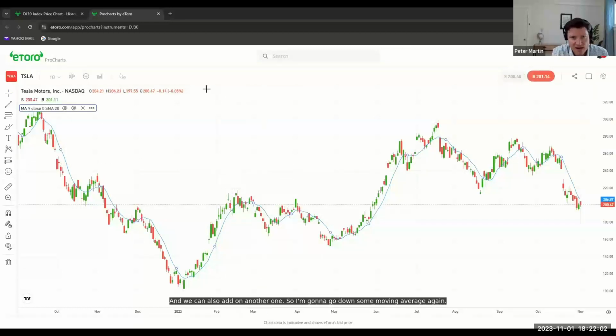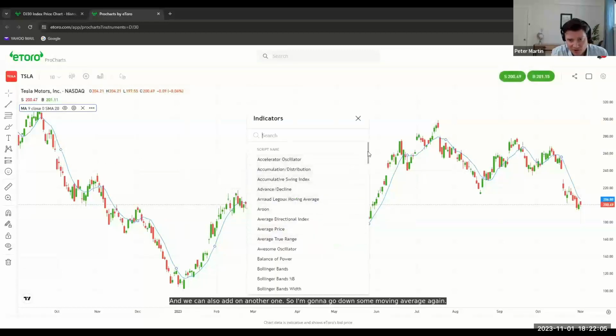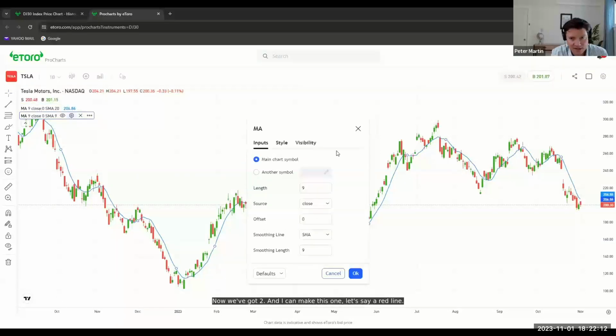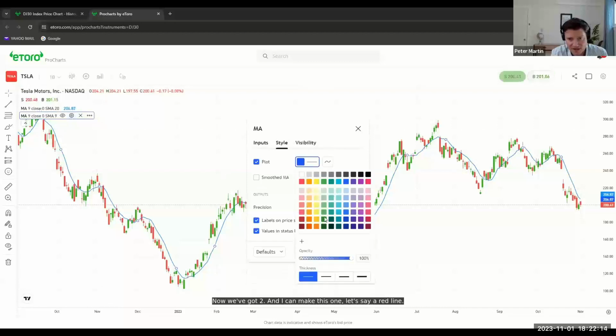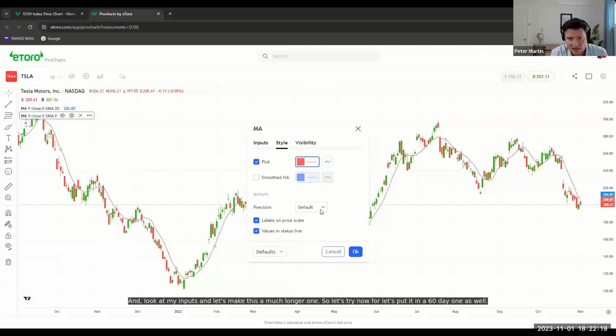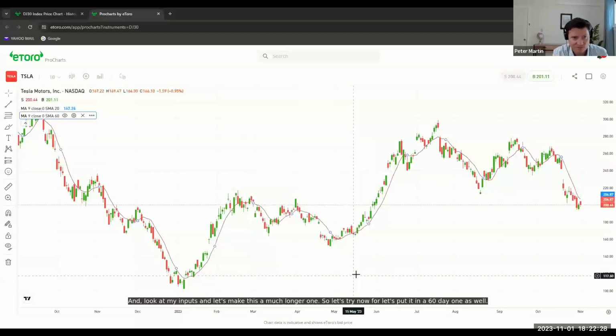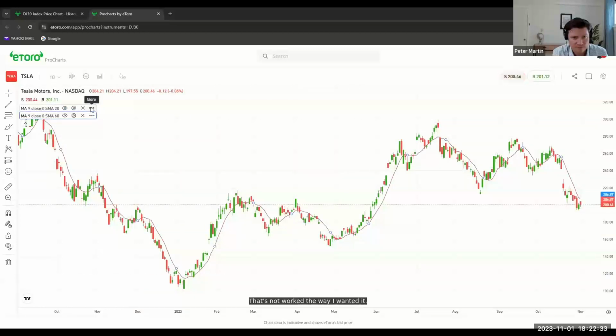And we can also add on another one. So I'm going to go down to moving average again. Well, now we've got two, and I can make this one, let's say, a red line. And look at my inputs, and let's make this a much longer one. So let's try now let's put in a 60-day one as well. That's not worked the way I wanted it.